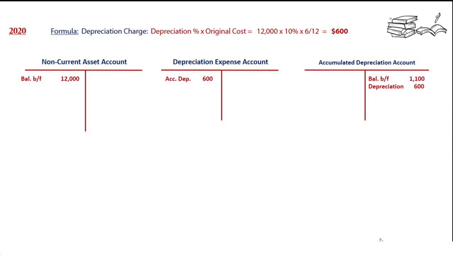So what we'll do is come to the asset account and take that $12,000 out. So we come and credit it in the name of disposal, $12,000. Come to the disposal account and debit it in the name of lawnmower for $12,000.